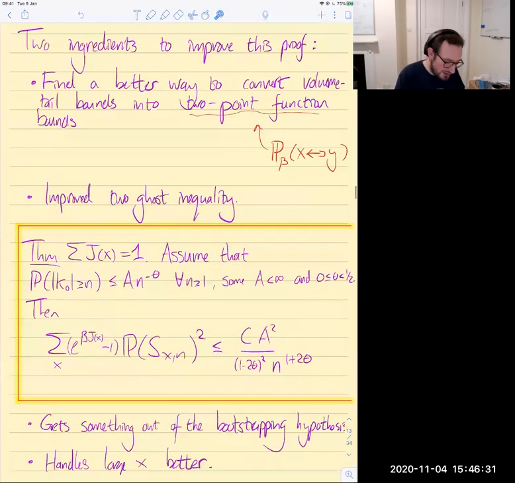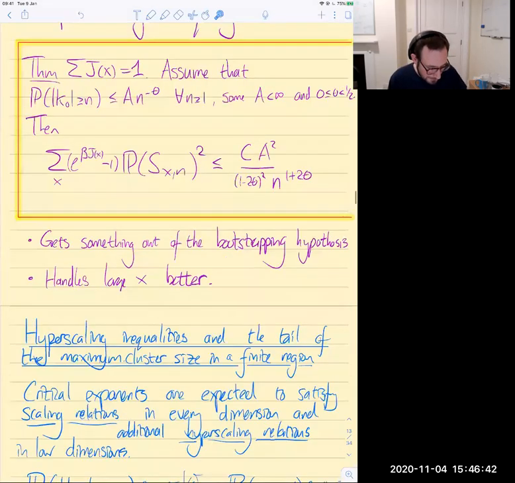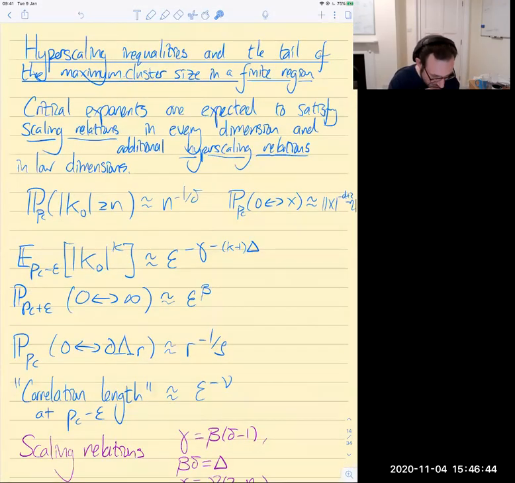So what I really want to talk about is this: how are we going to find a better way to convert these assumed bounds on the tail of the volume into two-point function bounds? The idea is, well, this isn't really the idea, it's just a name for what we're doing, hyperscaling inequalities. Let me remind you of some of the background. We don't really need to know the background, but it's interesting culturally.